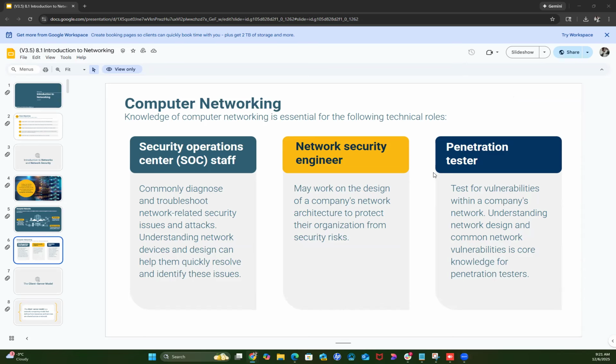So now you can join as a network security engineer and penetration tester. After finishing this concept, because we are going into more in-depth networking concepts, you will need more practice in your homework.